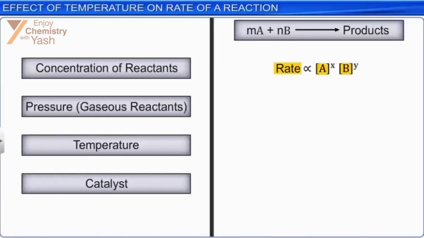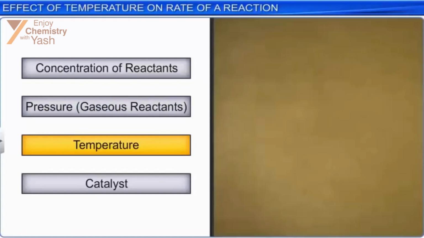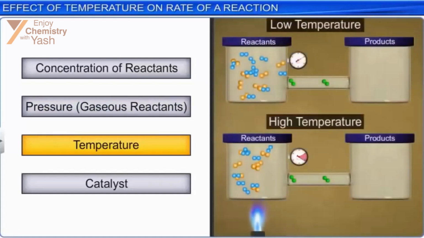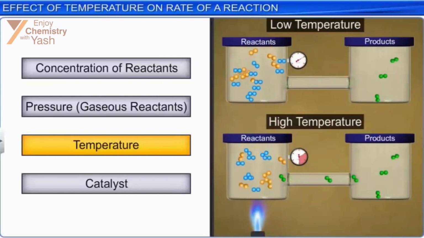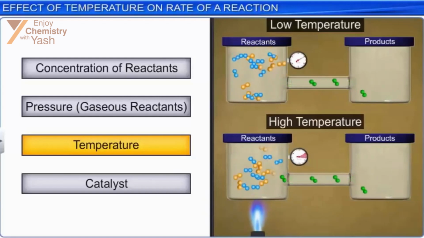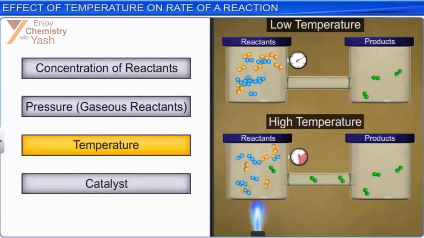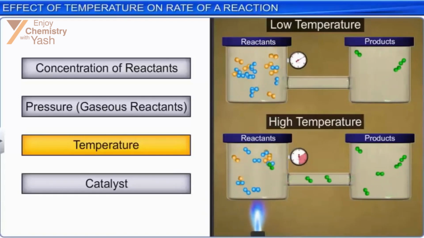Saw that the rate of a reaction depends on the concentration of its reactants or on the pressure in case of gaseous reactants. Along with concentration or pressure, temperature also has a major effect on the rate of a reaction. It has been observed that generally rate of reaction increases with an increase in temperature. Also, it has been found that an increase of 10 degrees Celsius in temperature doubles the reaction rate.